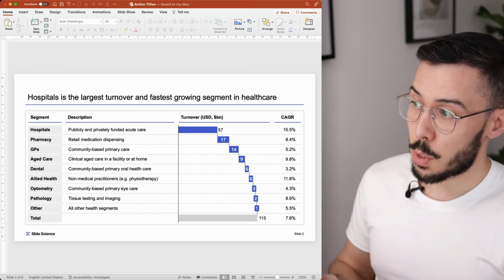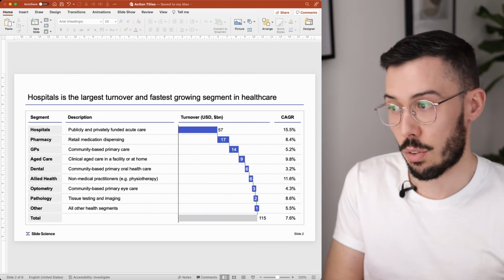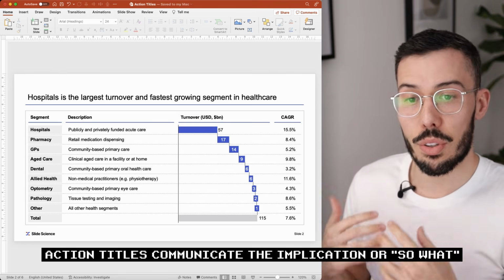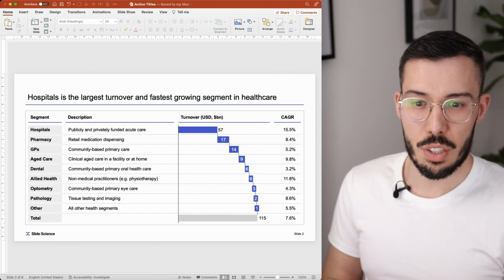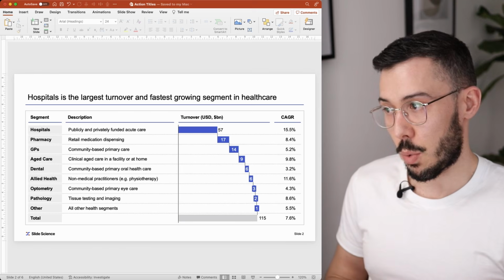And as I said, the difference between this action title and the previous slide lead-in or title is that the action title talks about the implication or the so what of the slide, whereas the previous version is just describing what's in the slide. And there's an important difference between the two.